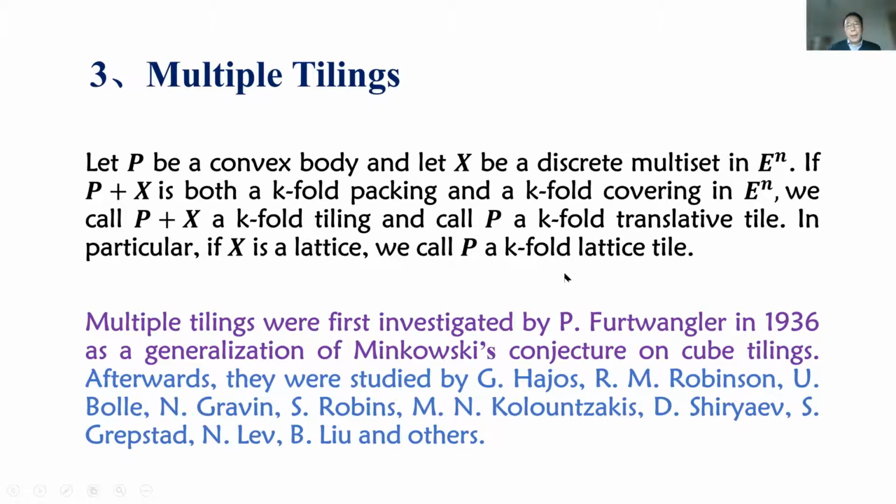Intuitively, this is very simple to imagine. The boundary makes some trouble, but except for the boundary, every point in the space is exactly covered by k copies. Then we get the k-fold tiling. In particular, the ordinary tiling is one-fold.